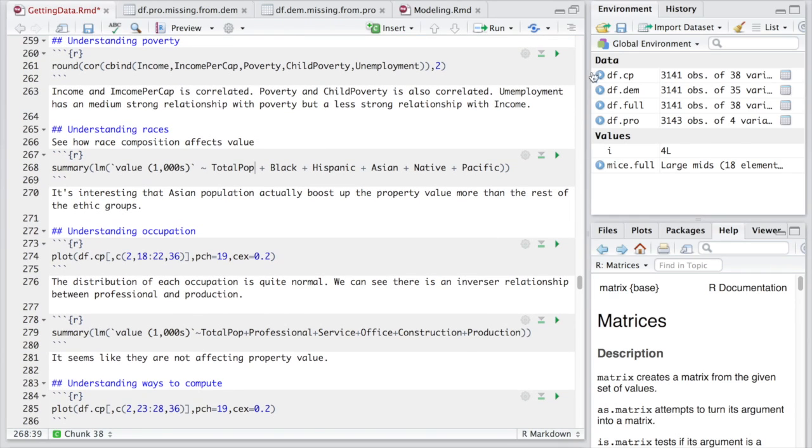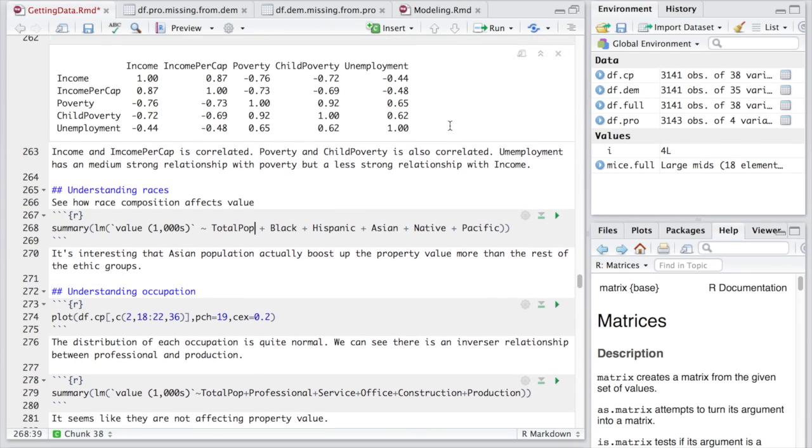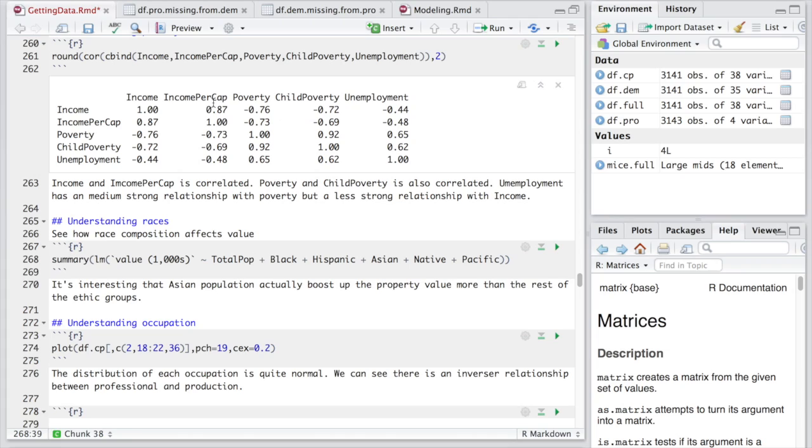There are 5 variables that might indicate poverty, and let's see if they're correlated to each other. Unsurprisingly, there's a strong positive correlation between income and income per capita, and there's a rather strong negative correlation between income and poverty, including child poverty. Unemployment seems to have a stronger correlation to poverty and child poverty.